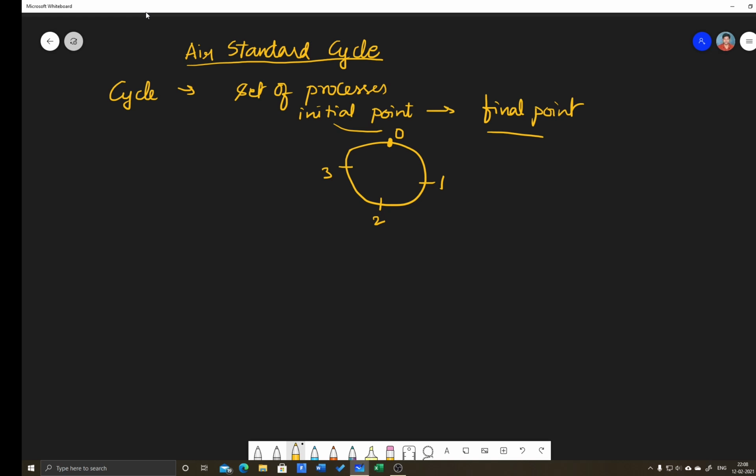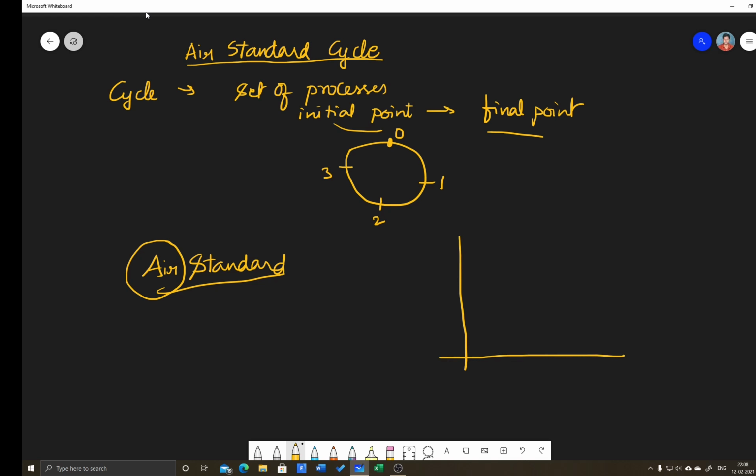Here, as the name indicates, air standard means the working fluid is air. Okay, so let us suppose there is a cycle. To draw a PV diagram, there is a cycle. Initially there will be a compression process, then heat addition process. This is 1 to 2, then 3 to 4, and finally 4 to 1.